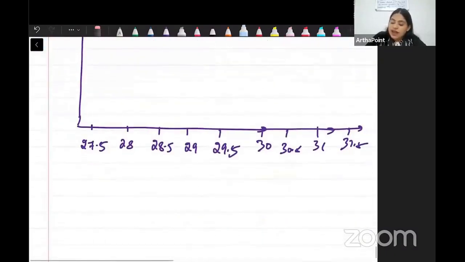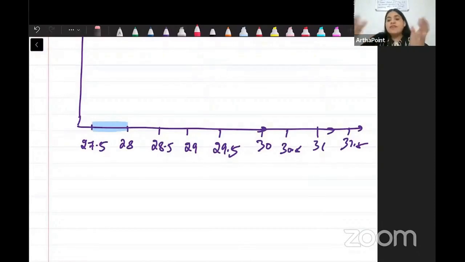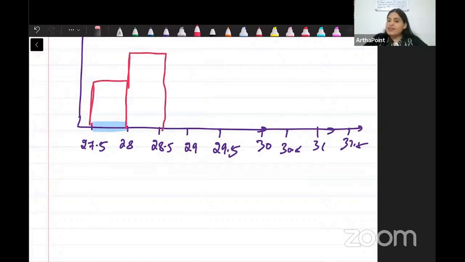Now, wherever you see a value between 27.5 to 28, you're going to go ahead and make a histogram. Suppose there are 10 values between 27.5 to 28, then accordingly I will have 10 values here. Maybe I have 12 values here, I will have 12 values here, and so on.